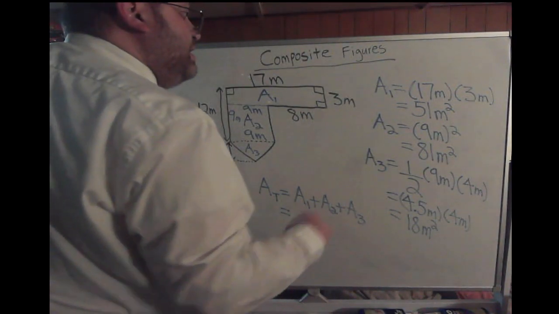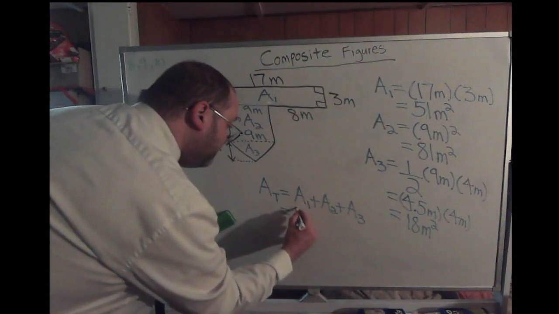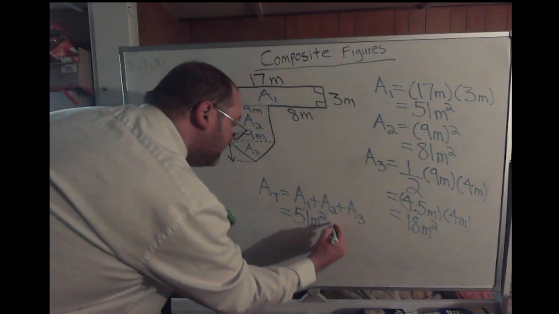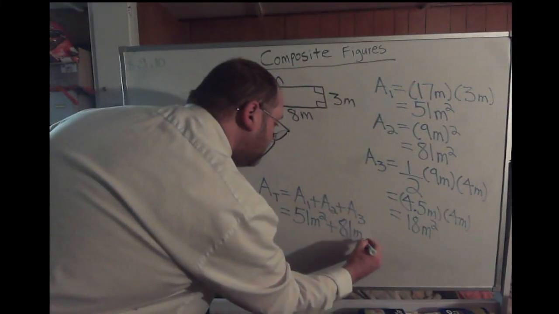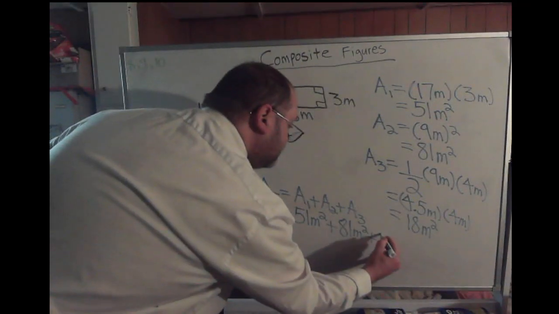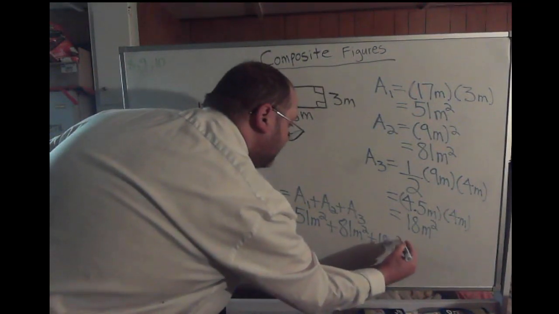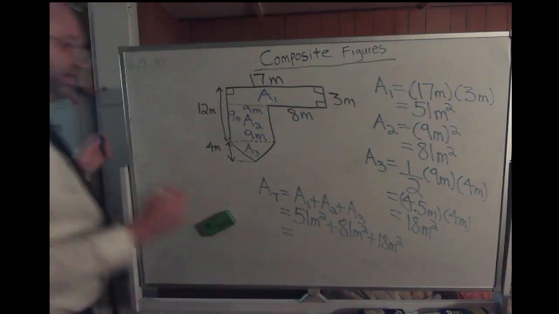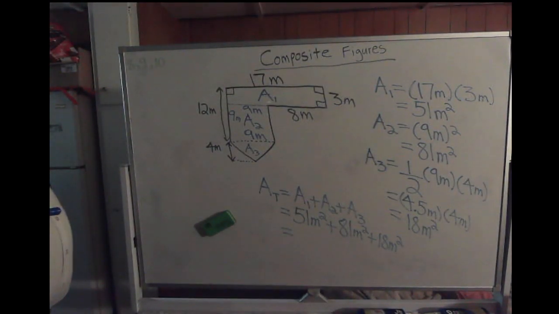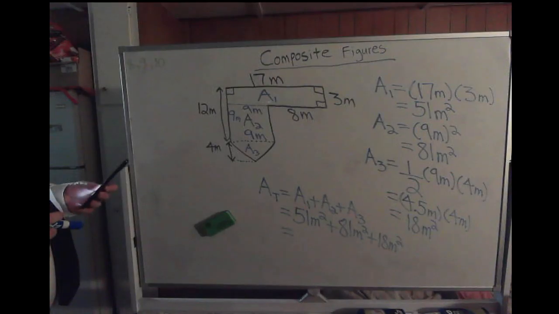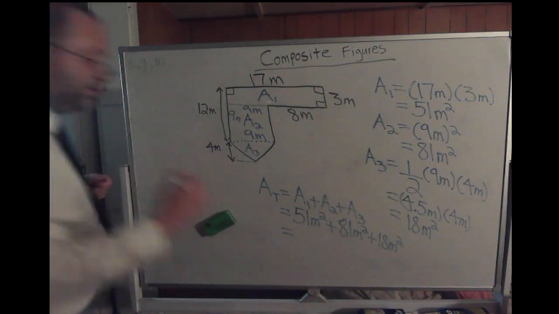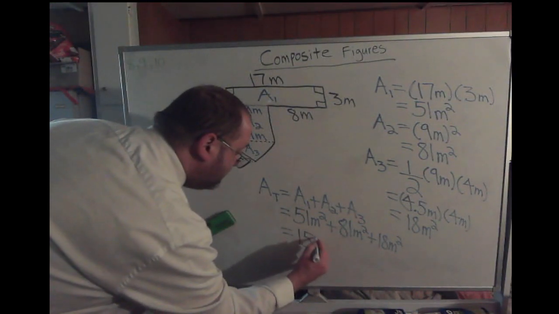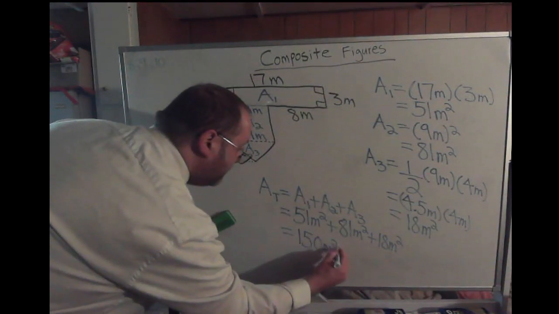But anyway, area 1 was 51 square meters. Area 2 is 81 square meters. Area 3 was 18 square meters. I know my writing goes off to the side, I apologize. But now all I gotta do is add these up, we'll have the total area of this figure. 51 plus 81 plus 18. That'd be 150 square meters. If we add them all together, you'll get 150 square meters.